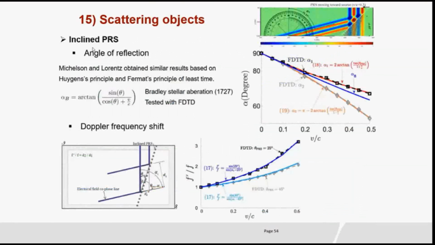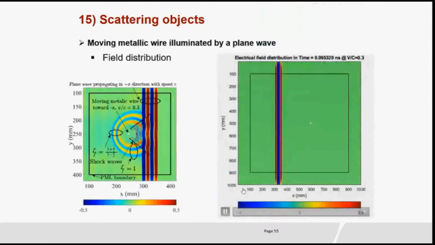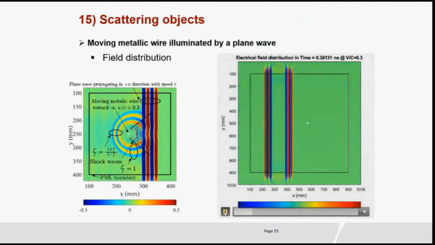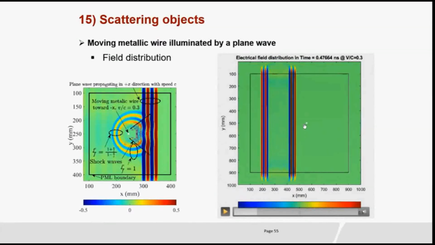Then when we analyze the inclined pairs, we repeated the Bradley effect and found the Bradley effect, and we can also analyze how the angle of reflection changes, and we got formulas here that are not available in the literature. This one is when you have a plane wave source illuminating a metallic wire, and again you can see the Doppler effect 1 plus V over C over 1 minus V over C at this angle, and at 0 degree there is no Doppler effect, and at different angles we have the formula for different angles.